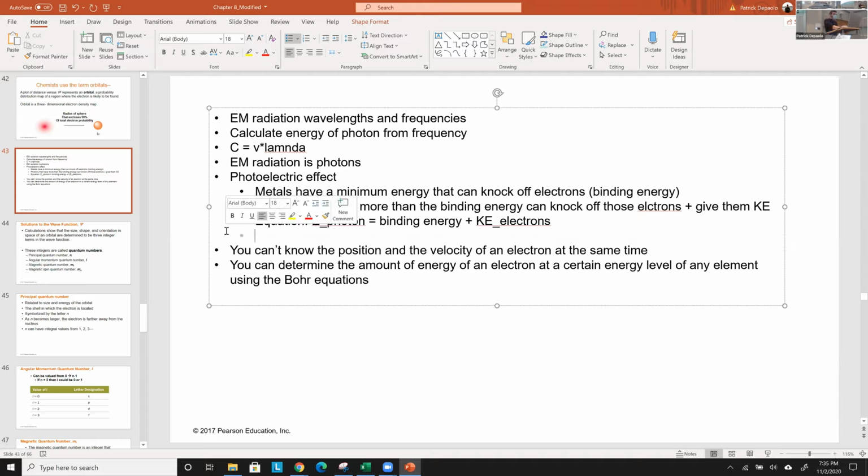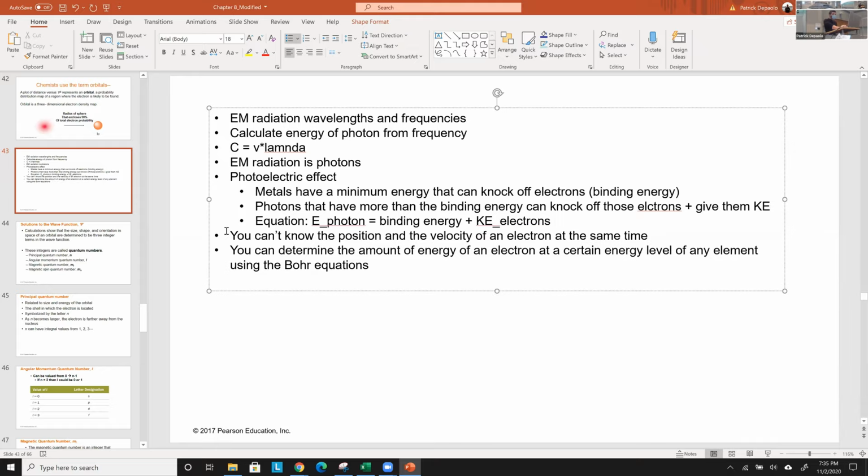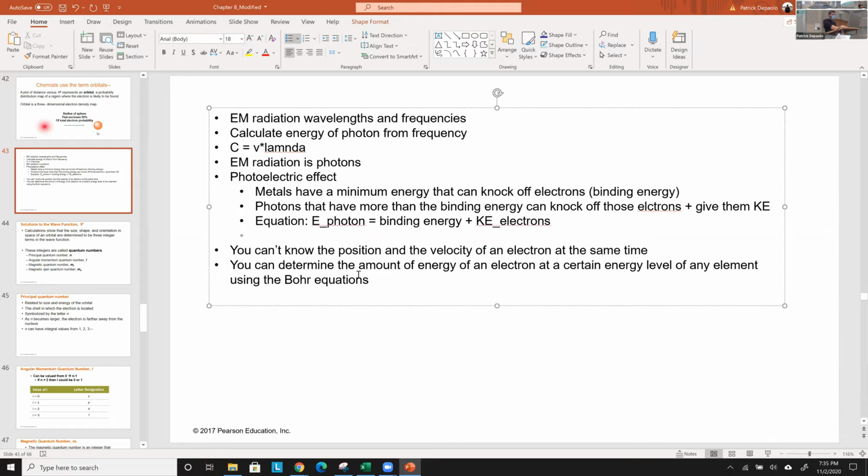Then you cannot know the position and velocity of a particle at a certain time. That's it. Next one, you can determine the amount of energy of an electron at a certain energy level of any element using the Bohr equation. That's where you have negative 2.18 times 10 to the negative 18 joules times Z squared over n squared. Z squared is your atomic number, n squared is your energy level.